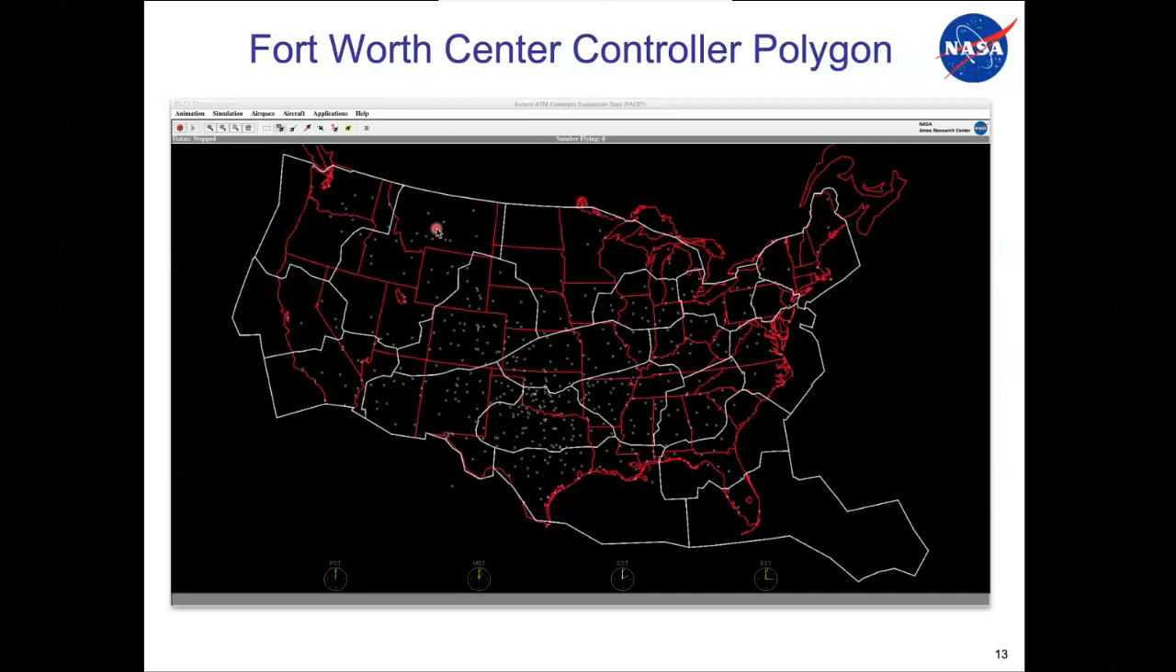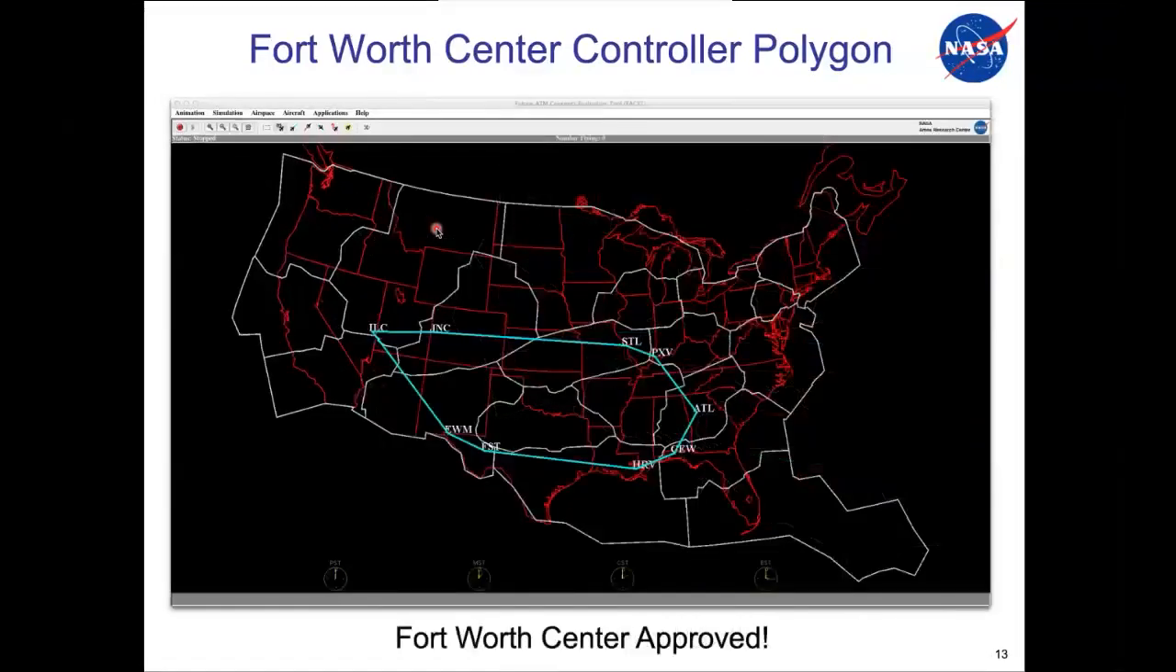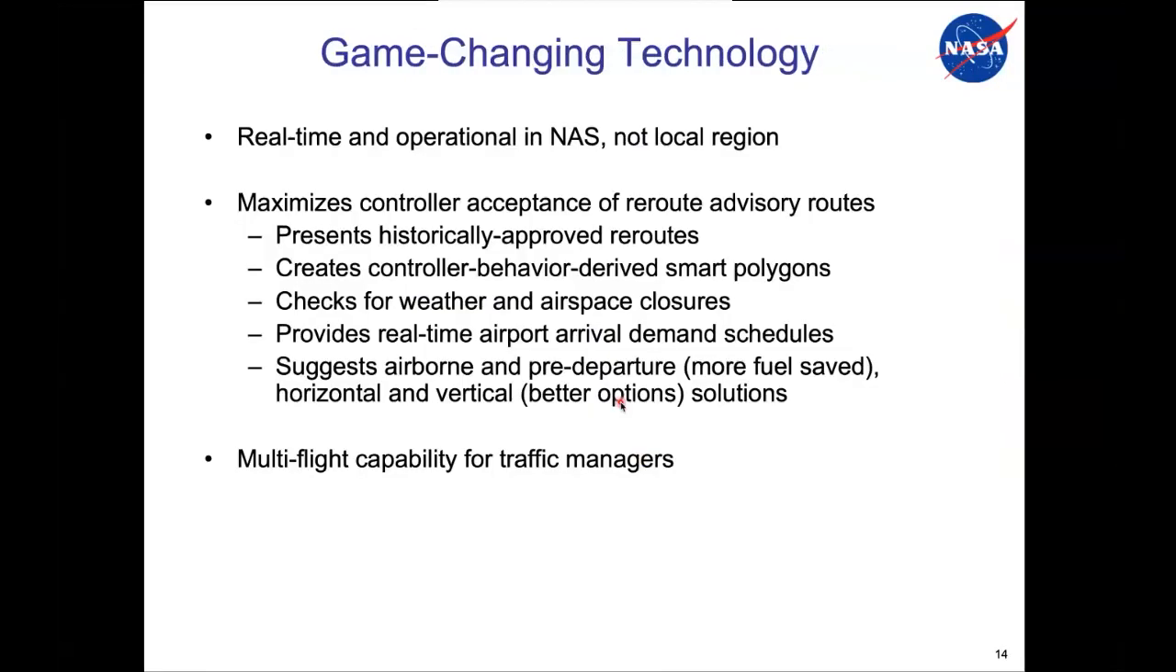So what we did was we synthesized the data, looked at the most frequently used fixes, and we came up with this limit polygon or controller polygon. We showed it to Fort Worth Center, and they said, you've really captured the behavior that we have. So with that, we created limit polygons for all the 20 centers in the United States.